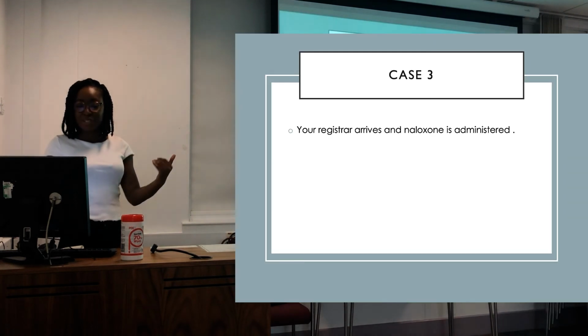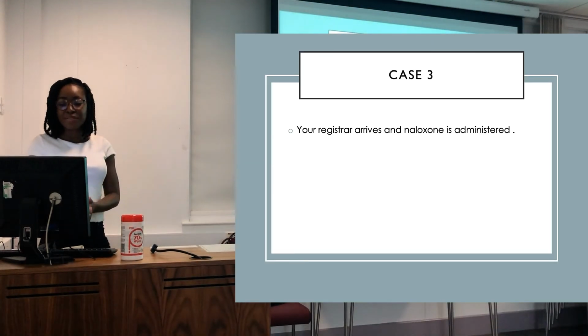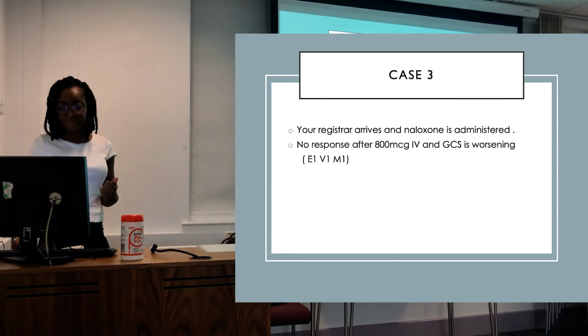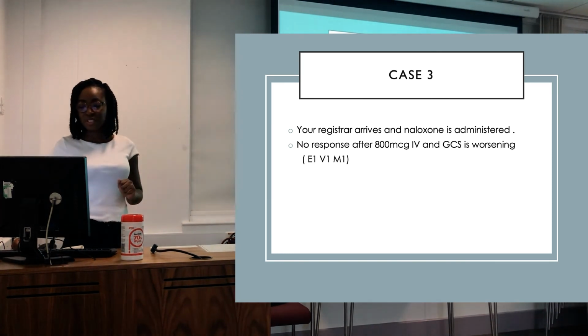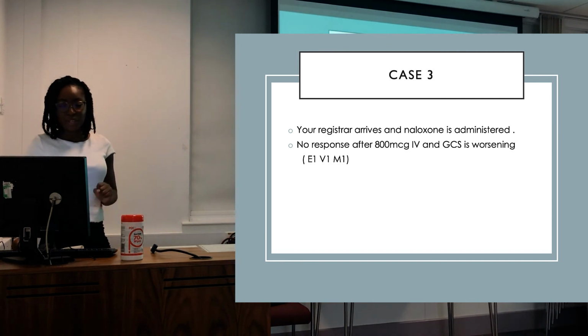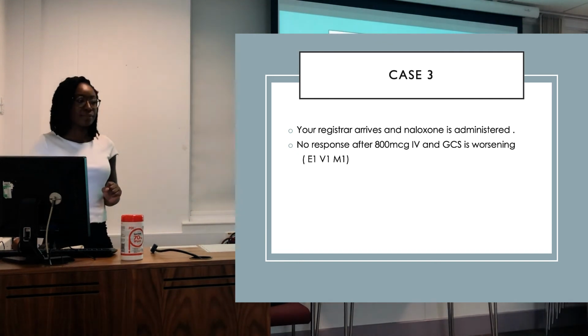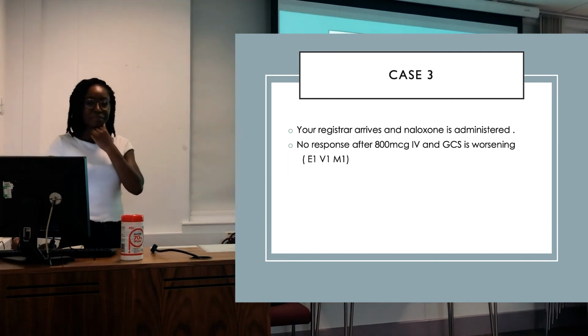Okay, so we continue with the case. Your registrar arrives and naloxone is administered. There's no response after 800 micrograms IV and her GCS is worsening. It's now E1, V1, M1. So what are you thinking?